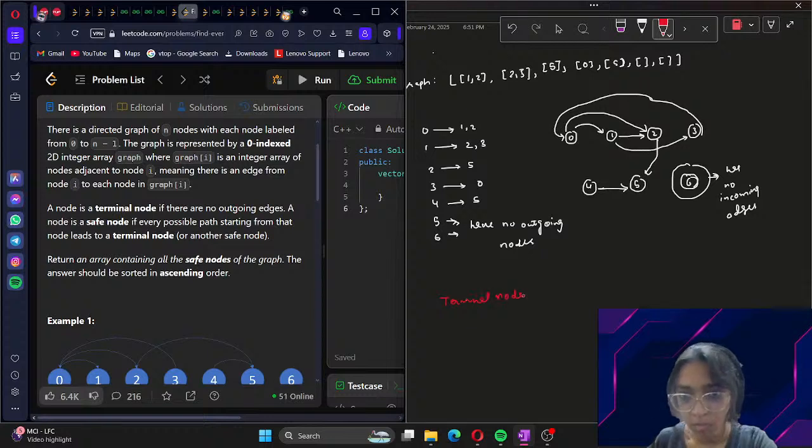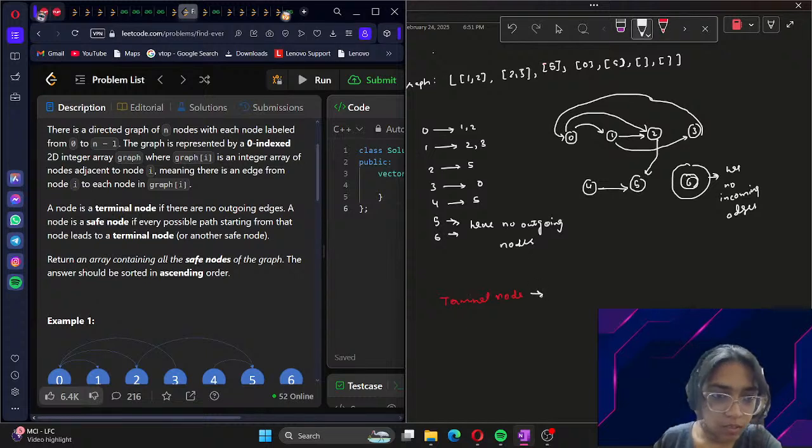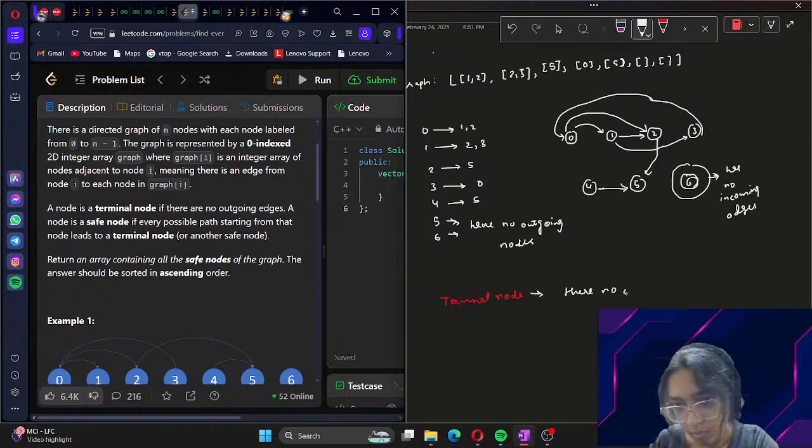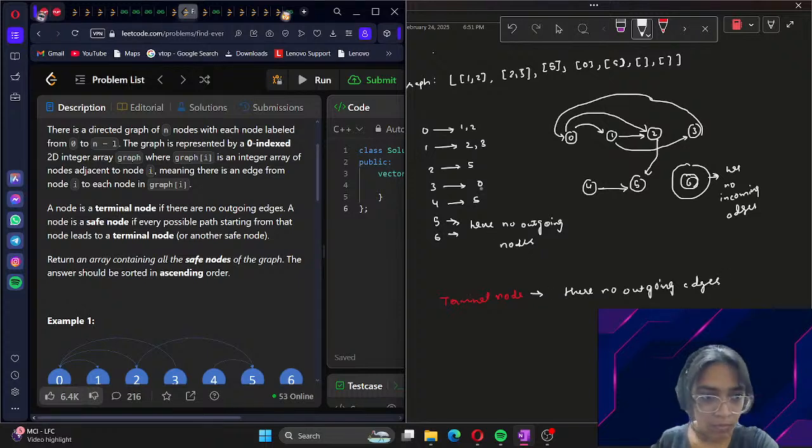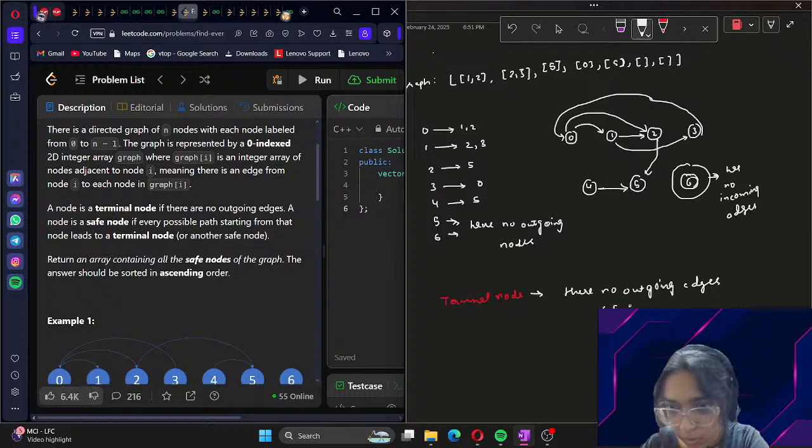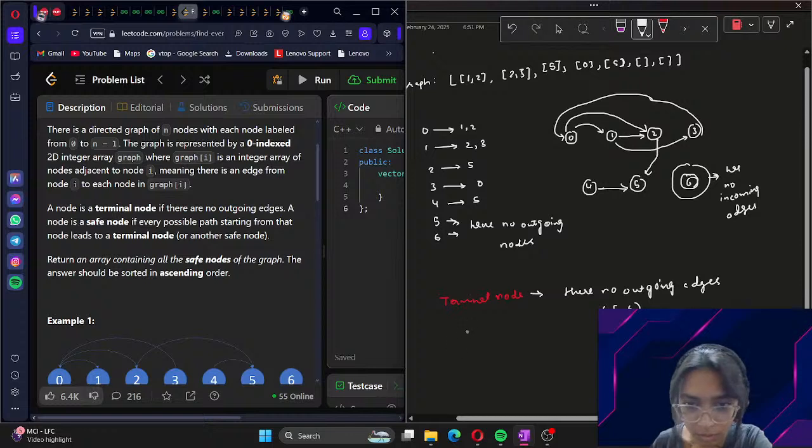Terminal node. A node is a terminal node if there are no outgoing edges. Here if we take which nodes have no outgoing edges, 5 and 6 have no outgoing edges. So these are terminal nodes. What are safe nodes?